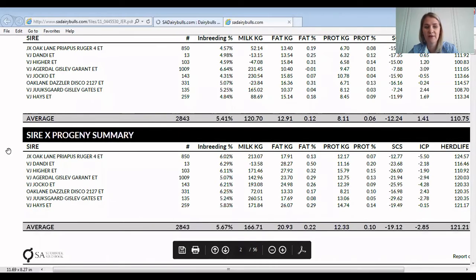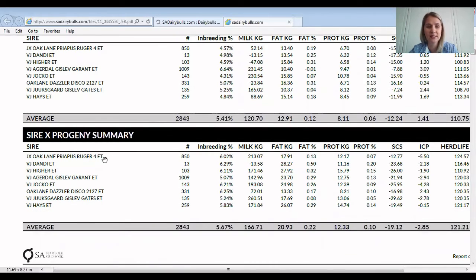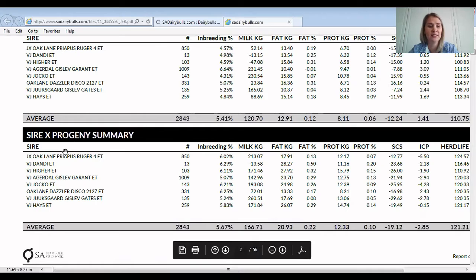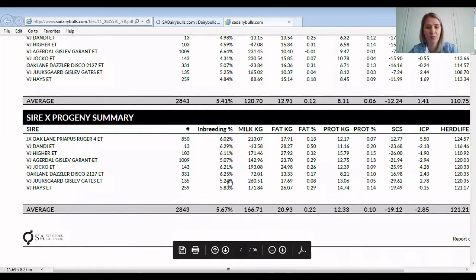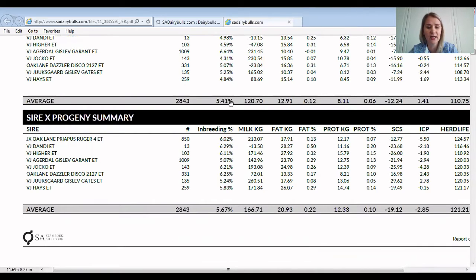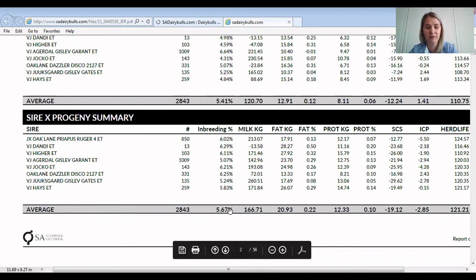The third step is to have a look at the progeny once we've done our mating. So if we've done the mating with these bulls on our cows, we'd get the following inbreeding percentages as well as the following breeding values and breeding objectives. Over here, you'll see if we did the matings, we would increase our inbreeding from 5.4 to 5.67. But our milk would go up from 120 to 166.